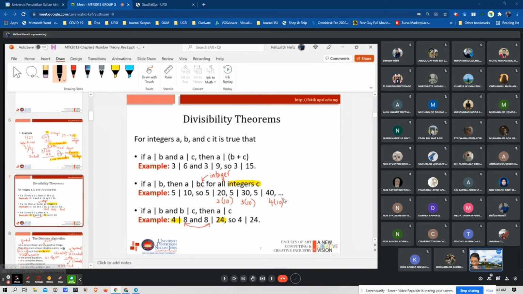If we have 8 divides 8 and 8 divides 24, so we can see that 4 can also be divided by 24. The divisor and the dividend.